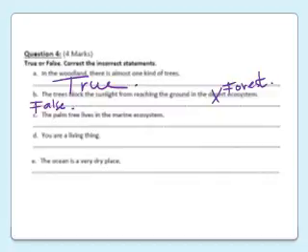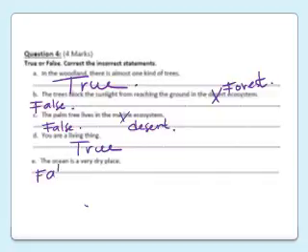Excellent. The palm tree lives in the marine ecosystem. Give me kinds of plants that live in the marine ecosystem. Algae. Phytoplankton. Seaweed and algae. Kelp. Right. The ocean is a very dry place. What is the very dry place? The desert ecosystem, because the ocean is made of water. Yes. It's made of water. It's not only water.